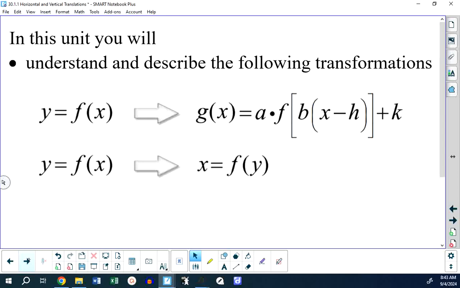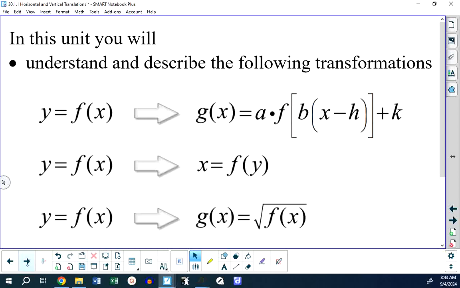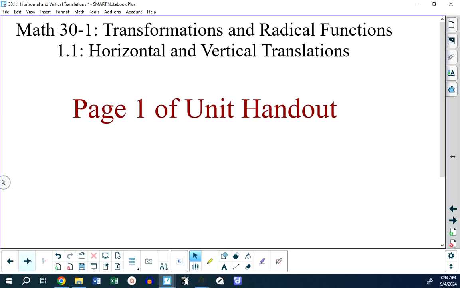We can also take y equals f of x and change it to x equals f of y. That's a type of transformation we're going to learn about. And the third type of transformation is we can take y equals f of x and transform it into a new function, y equals the square root of f of x. So this is on page 1 of your unit handout. We're looking today at horizontal and vertical translations, and we will continue to do a little bit more with this topic tomorrow.